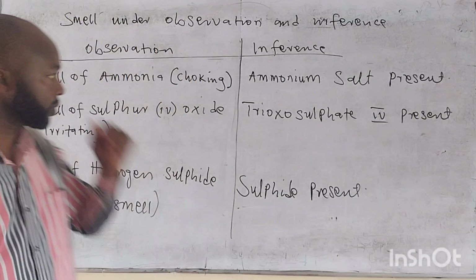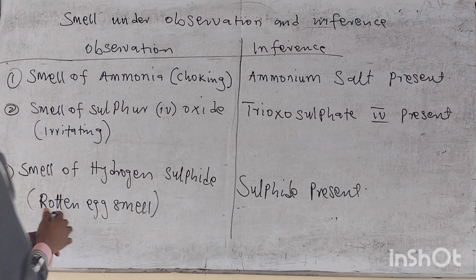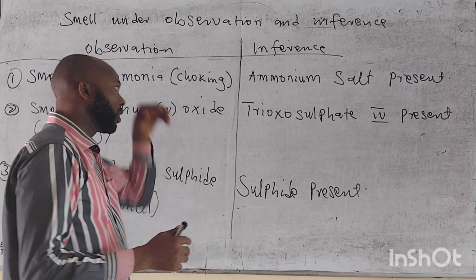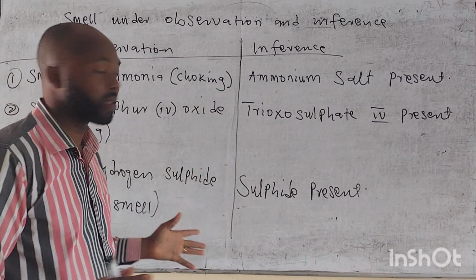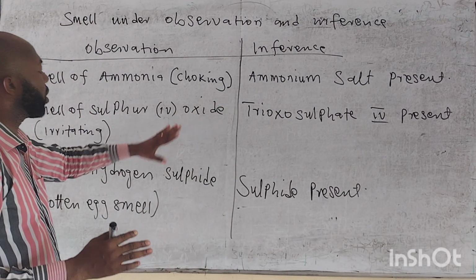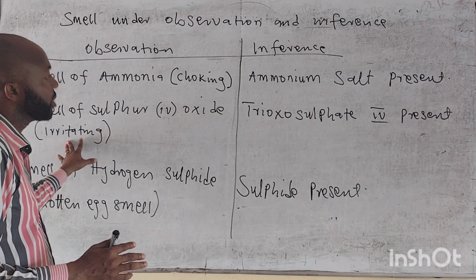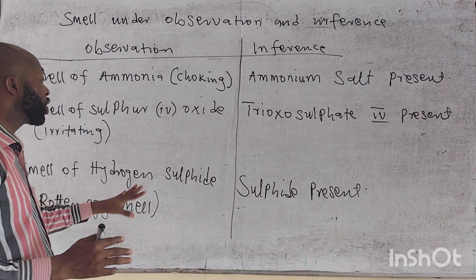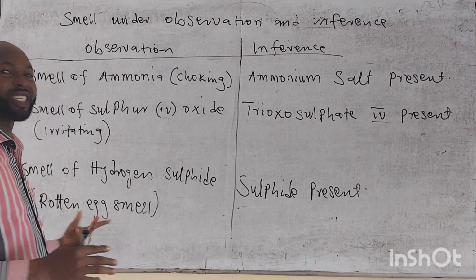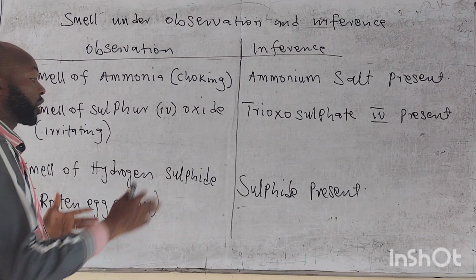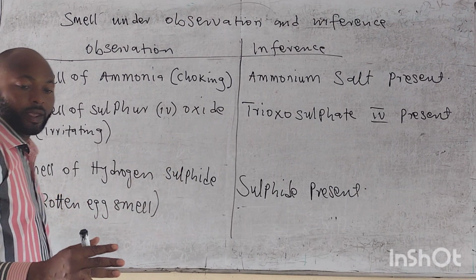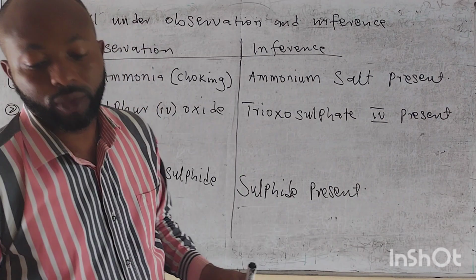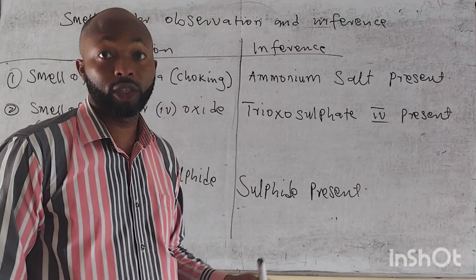In terms of smell under observation and inference, we have, one, smell of ammonia. It has a choking smell, so we know that an ammonium salt is present. Two, smell of sulfur(IV) oxide. It is irritating, so you know trioxosulfate(IV) is present. Three, smell of hydrogen sulfide. That is a rotten egg smell. Once you perceive rotten egg, you know that sulfide is present. All right, so that is our observation and inference on smell.